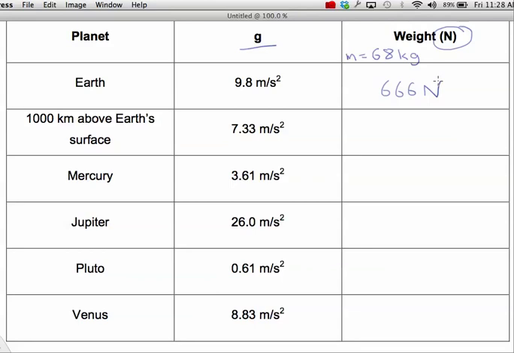So if we're 1,000 kilometers above the Earth's surface, our weight would drop to 498 newtons. It's a pretty big change. 1,000 kilometers, pretty much the only thing up there is satellites, just so you have an idea of how high. On Mercury, which is a smaller planet, so it has less mass, our weight would be about 245.